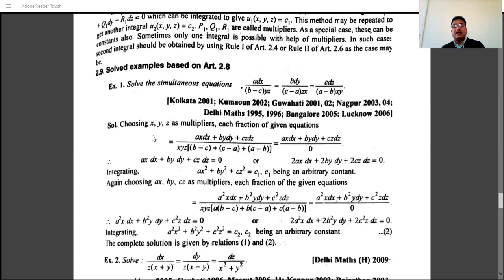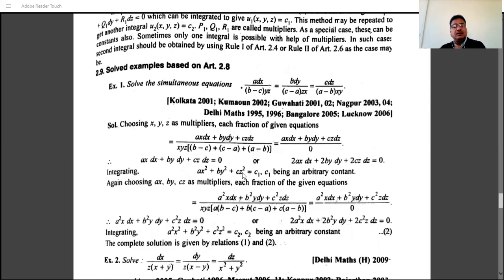So choose multipliers l, m, n such that lP plus mQ plus nR is equal to 0. So we have the answer 0, and therefore a x dx plus b y dy plus c z dz is equal to 0. That is, the numerator is 0. And then integrating, integration of x is x square by 2, y square by 2, z square by 2, multiply by 2, we have this answer, that a x square plus b y square plus c z square is equal to c1. c1 is the arbitrary constant, and this is equation number 1 or solution number 1.